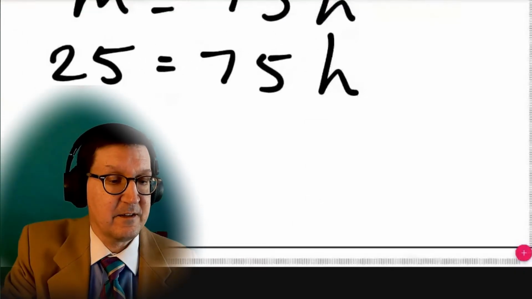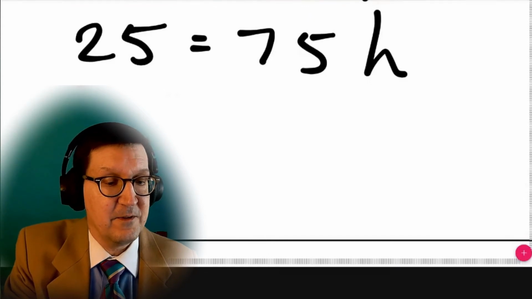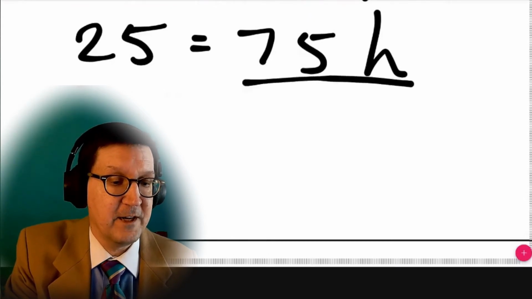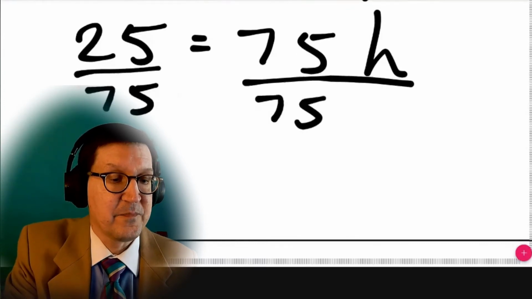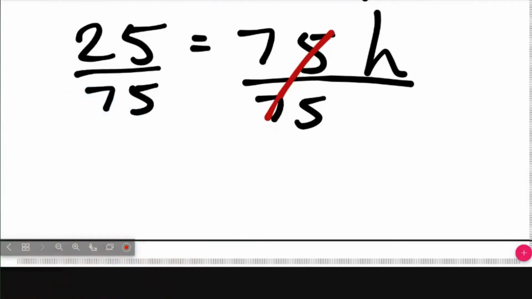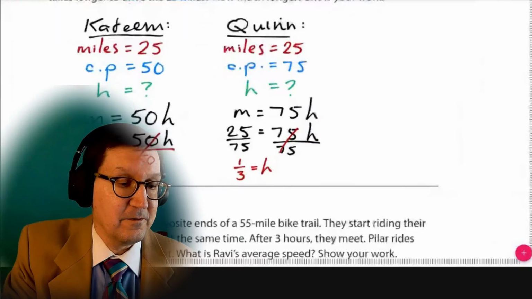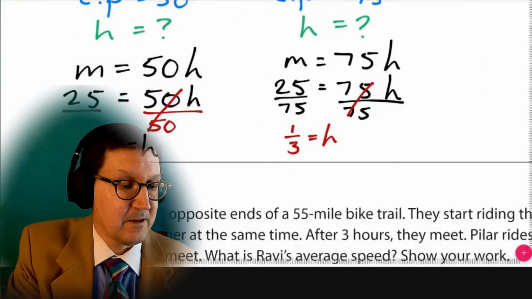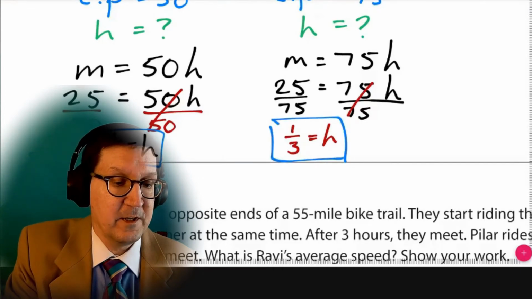Let's take a look at Quinn. Let's solve his equation. Now, he went 75 times the number of hours. Divide both sides by 75. Those cancel out. And 25 divided by 75, well, 25 goes into 75 3 times, so that's 1/3 of an hour. So, here we have our 2 bits of information. Kadeem goes 1/2 of an hour. Quinn goes 1/3 of an hour.